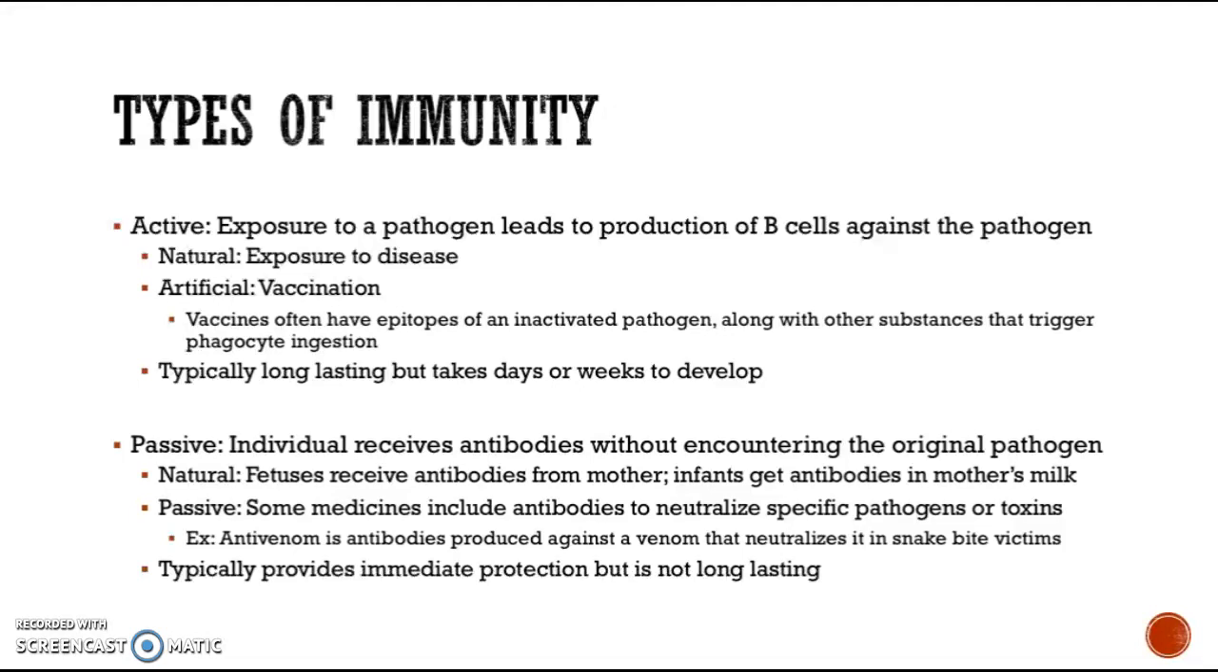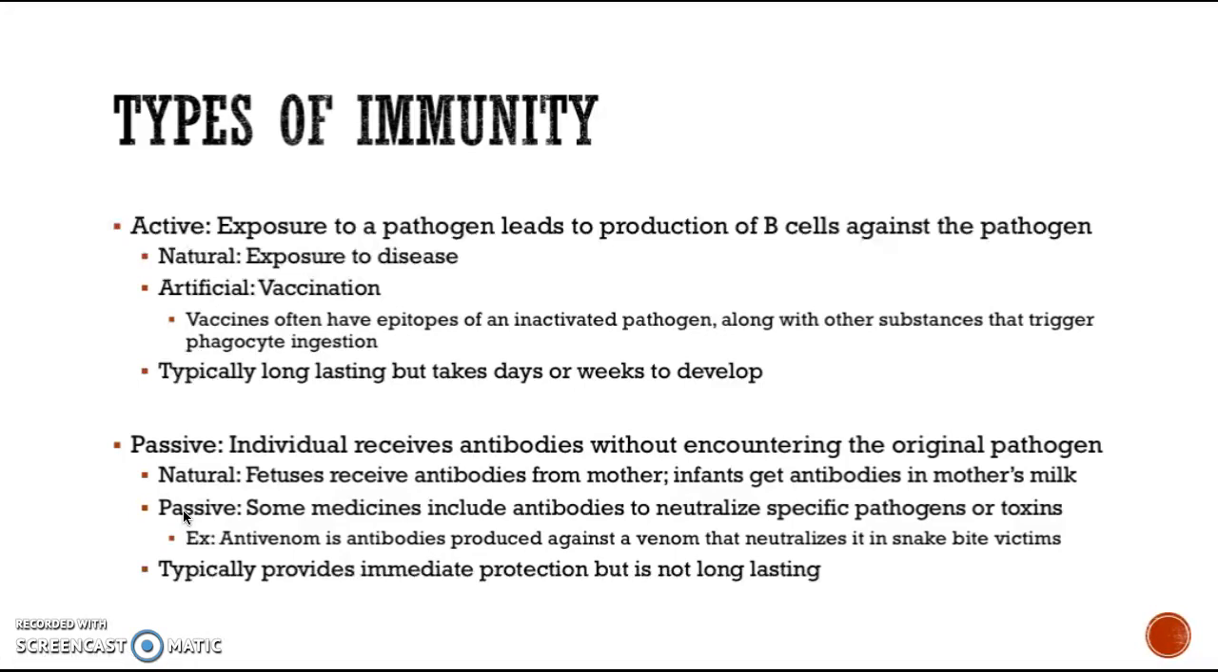In passive immunity, you don't mount an actual response. You just passively get antibodies without ever encountering the thing that would have gotten someone sick in the first place. So that can be natural, right? Either fetuses or babies are going to get those antibodies from the mother, and that's what keeps them protected against infection for usually the first 6 months or so. You can also have passive, that should be artificial, not passive. Right there, artificial.